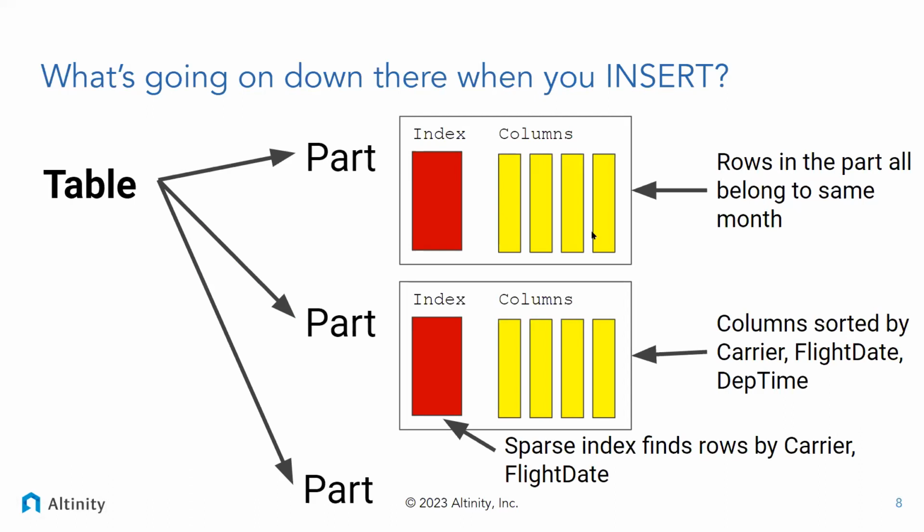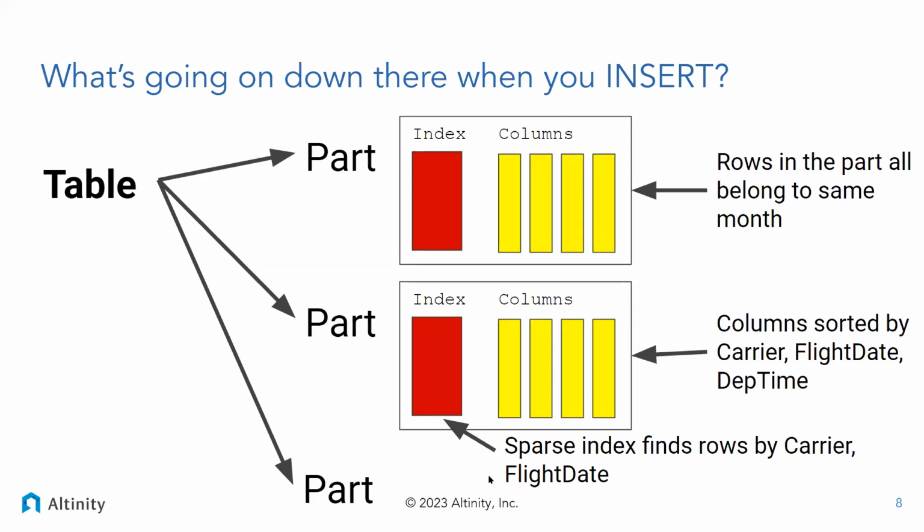There can be many parts for the month. If you have a lot of data in a month, you may end up generating many parts. In fact, initially, every time you do an insert, you will generate at least one part. And then if we look more closely at the columns, they will be sorted by the carrier, flight date, departure time that we gave in the order by clause. And then we have the sparse index, which finds the rows by carrier and by flight date.